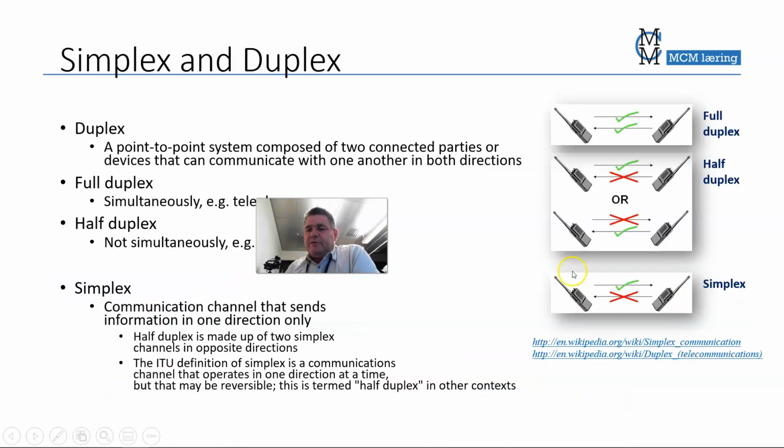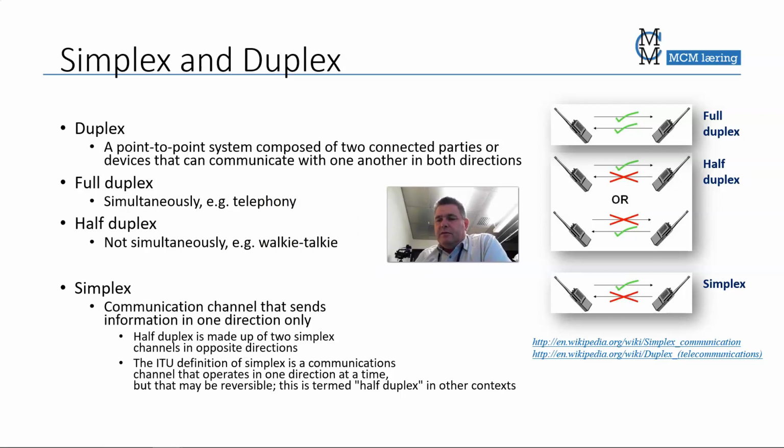Simplex and duplex. They are terms that are frequently used in communication. Duplex is when you can send data from the sender to the receiver and back again. So they can both send. So this can be sender, this can be receiver, or this can be a sender and this can be a receiver. That's when you have duplex.